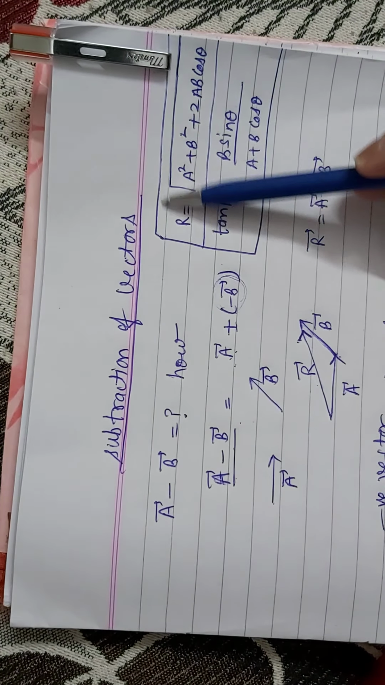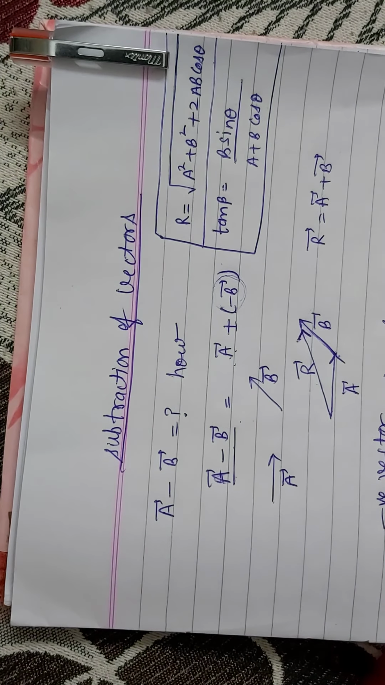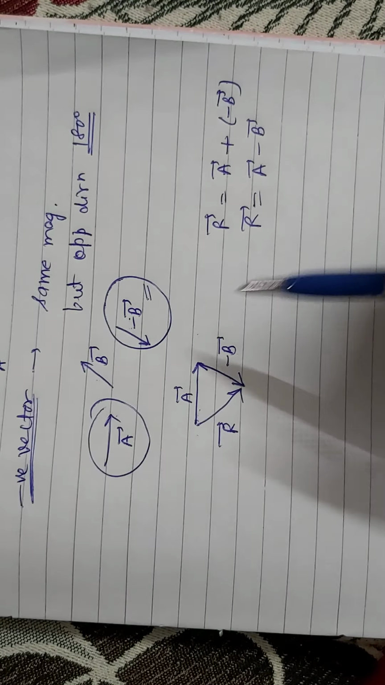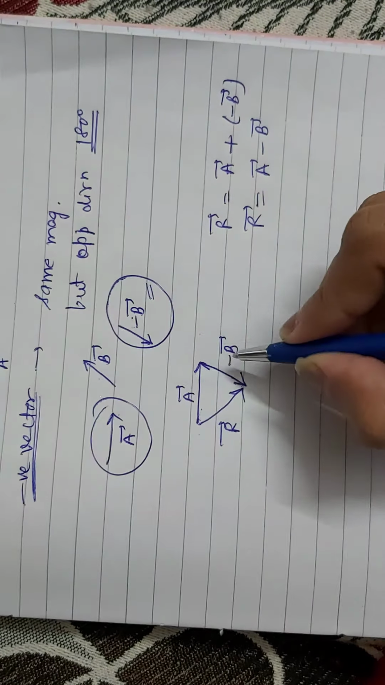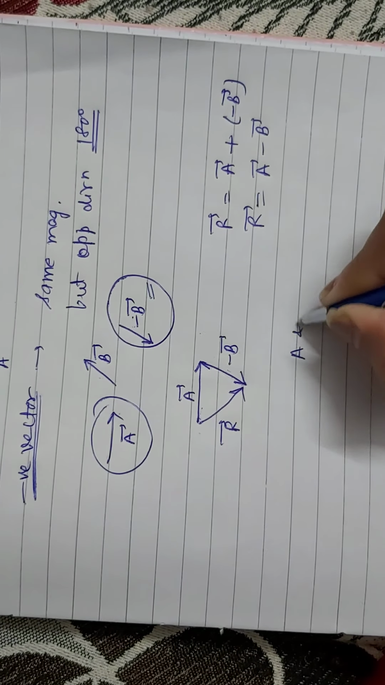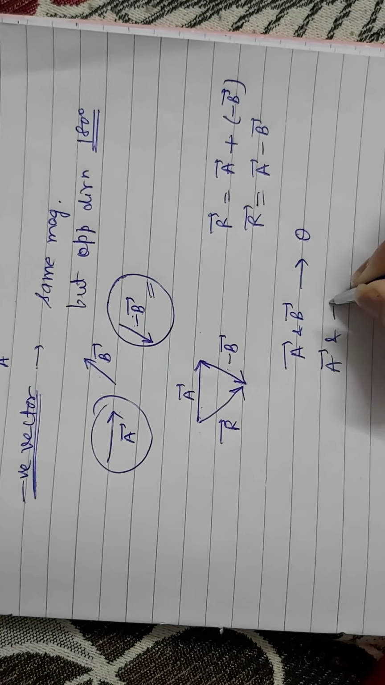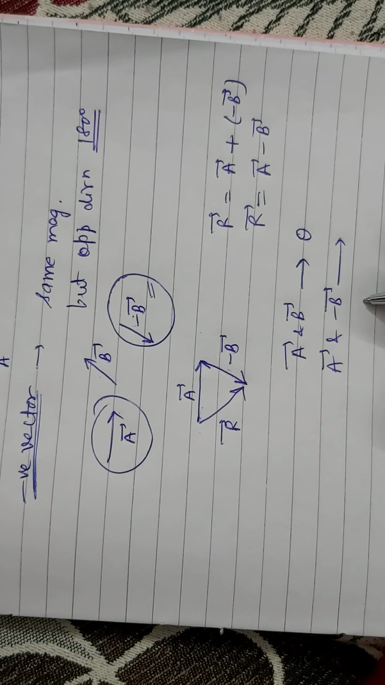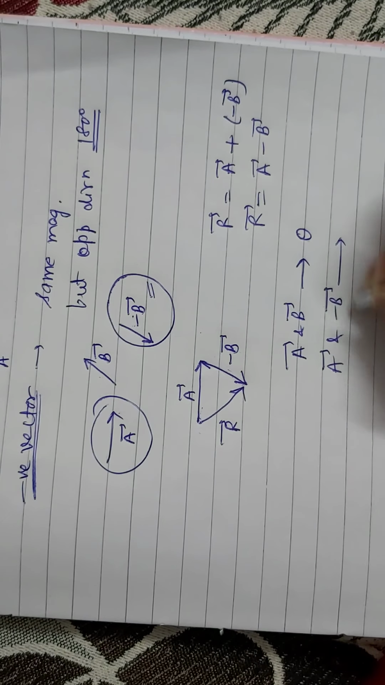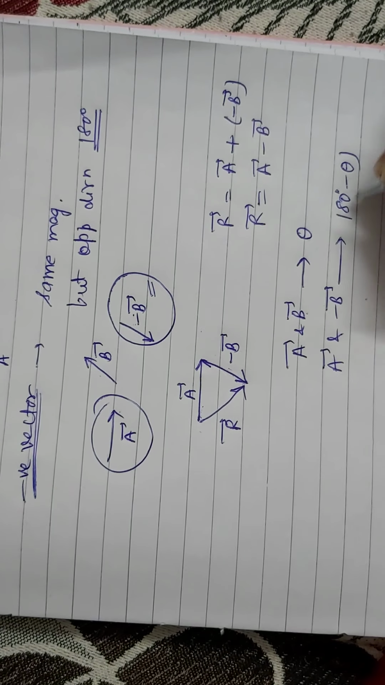So what about these rules? If we have general rules for the vector addition, similarly we can write the general rules for the vector subtraction. How are we going to write down these rules? Look at the diagram. This is A and this is B. This is negative B. If the angle between A and B is theta, then the angle between A and minus B will be, what should it be? Minus B is exactly 180 degrees opposite to B. So the angle between them will be 180 degrees minus theta.